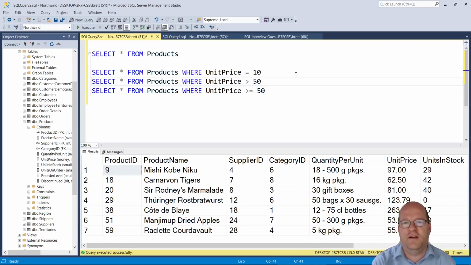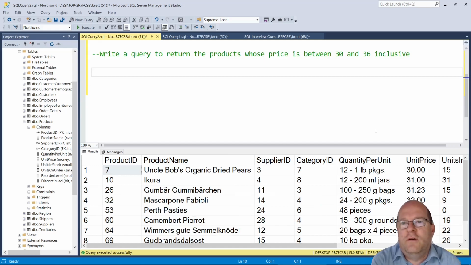Obviously we can do less than as well. The key thing here is to not get mixed up between greater than or greater than or equal to. So again, read the question very, very carefully. So what do you do if you are asked a question like this, where you have to return products whose price is between a lower and upper limit?